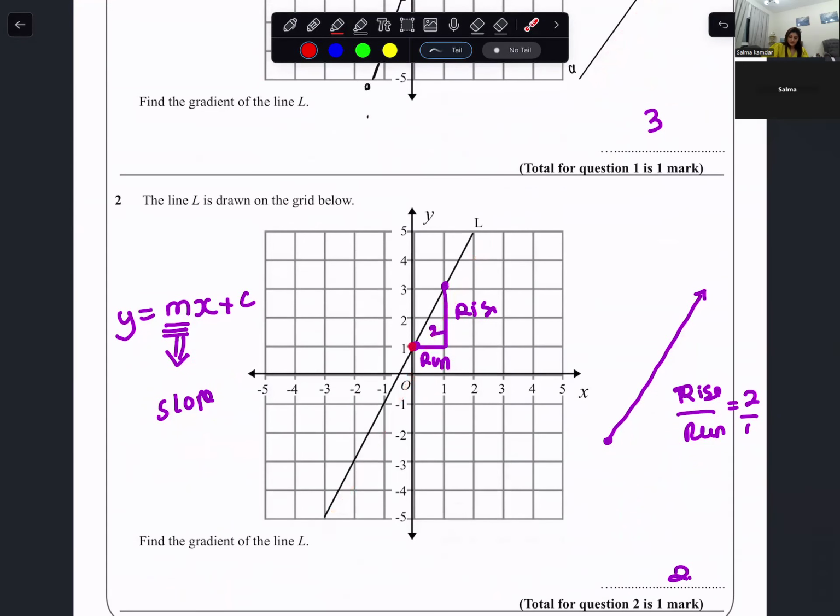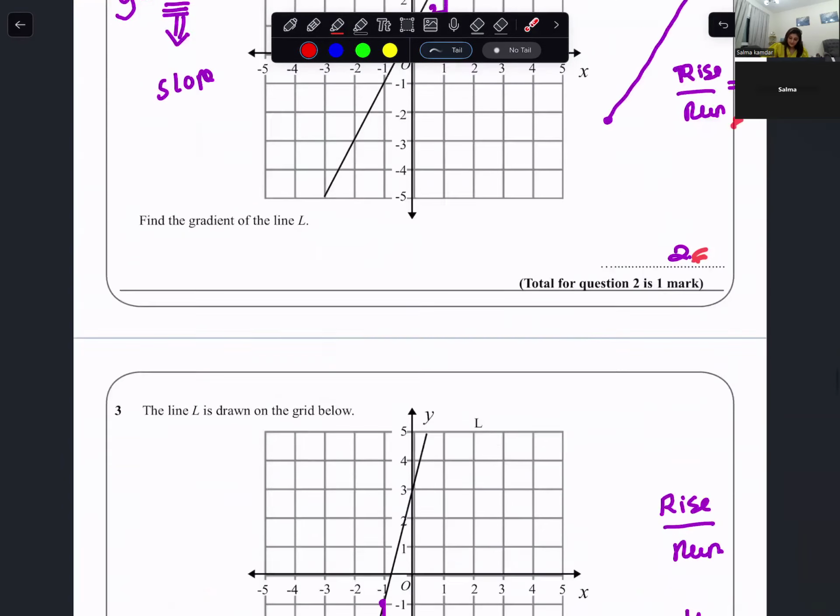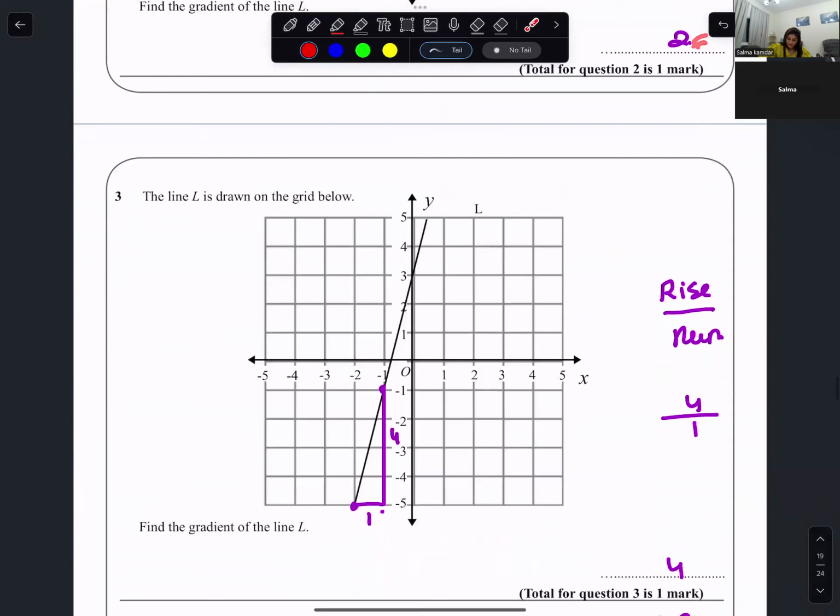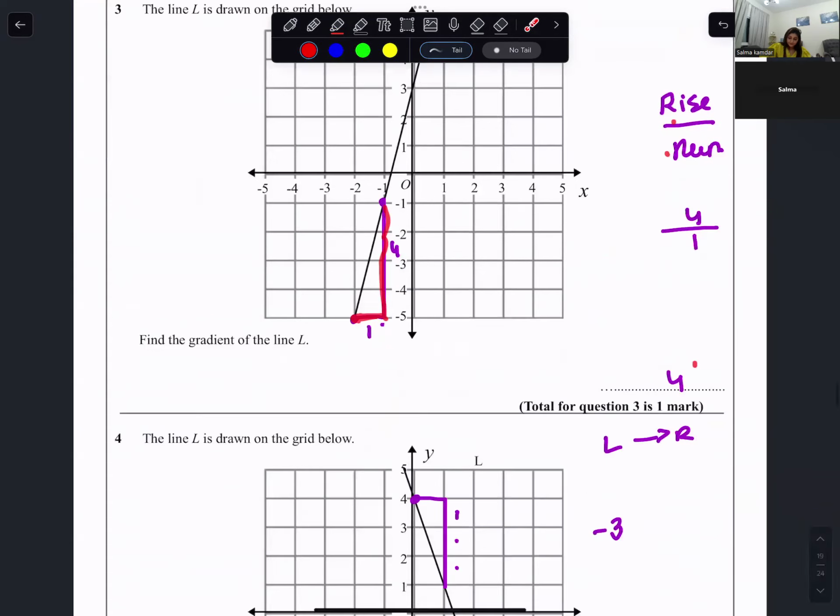Take any point where you can go across. For every one movement across, you get 2 movements upwards to the point on the line. So it is 2 by 1. The gradient of your line is 2. Here, for one movement across, it's going 1, 2, 3, 4 movements upwards. Rise over run, your gradient is 4.